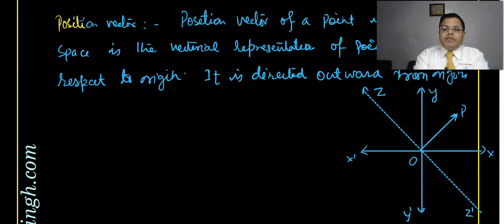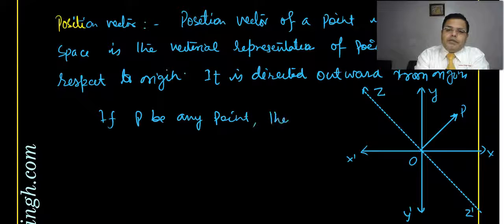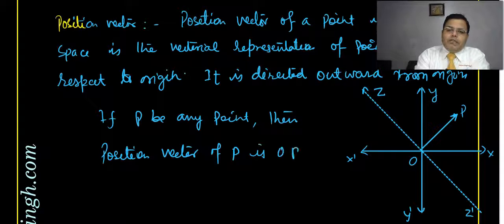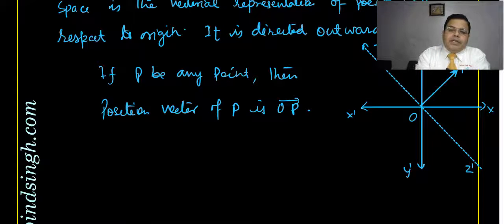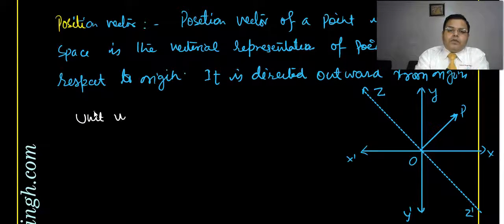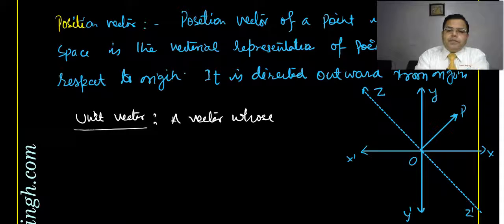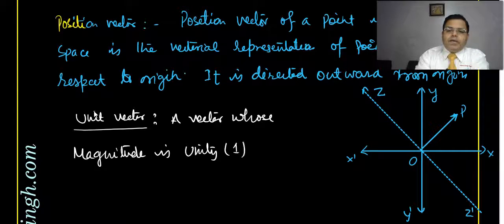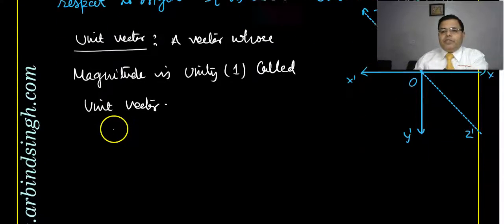So if O is the origin and P is any point, then the position vector of P is OP, directed from O to P. Now there are some terms called unit vectors. A vector whose magnitude is unity is called a unit vector. Unity means one.